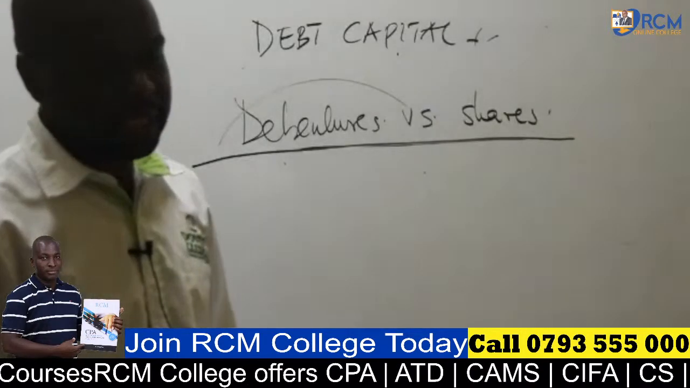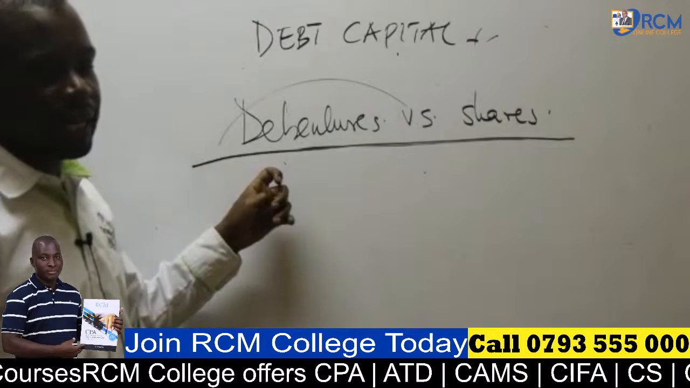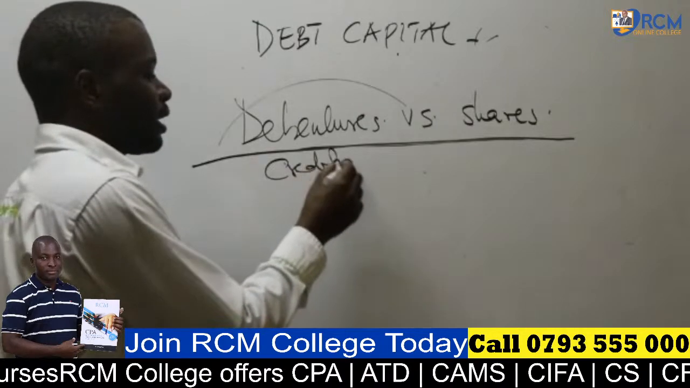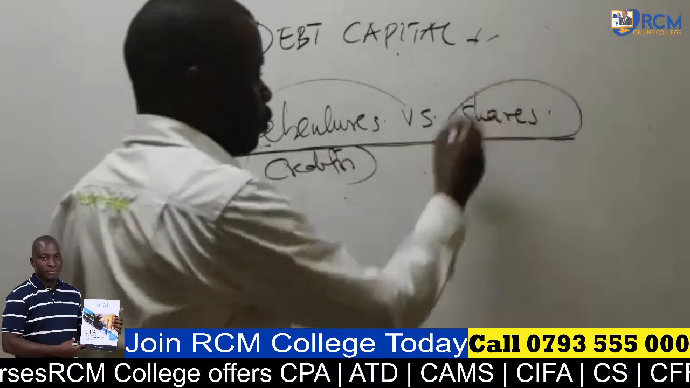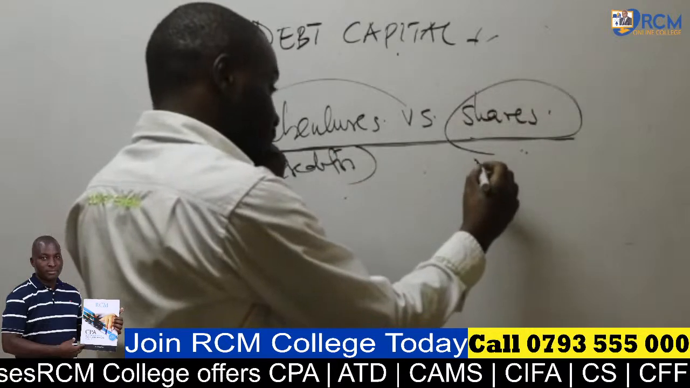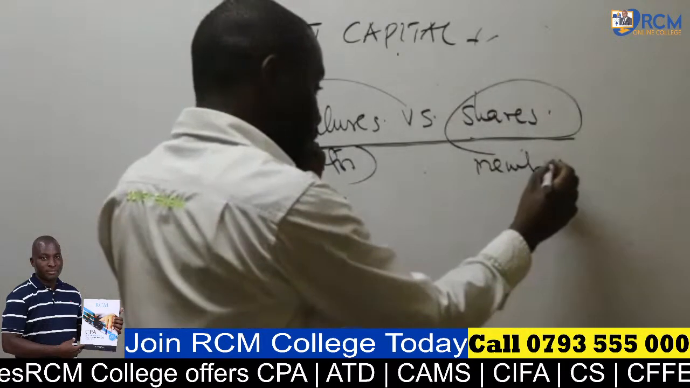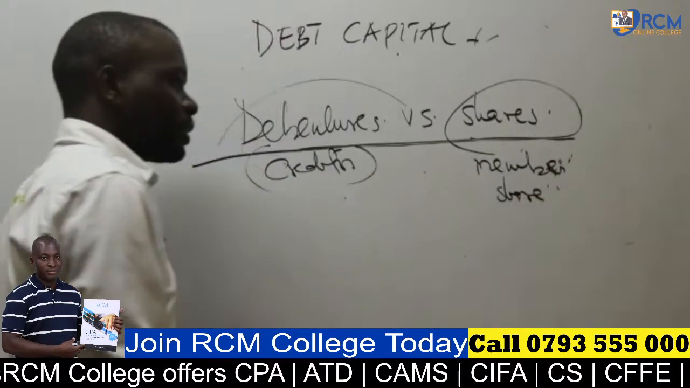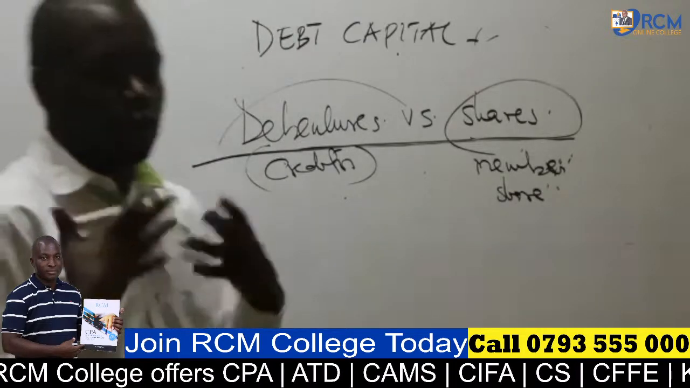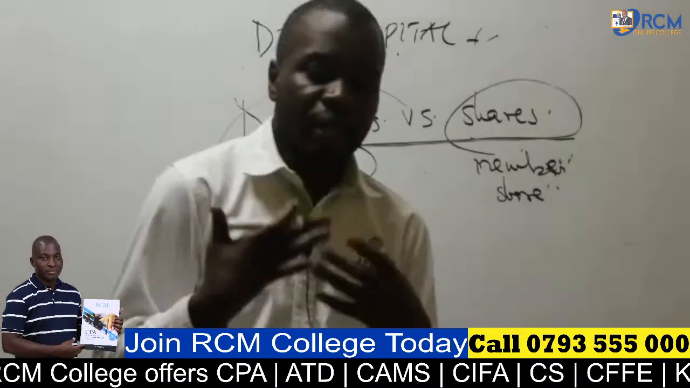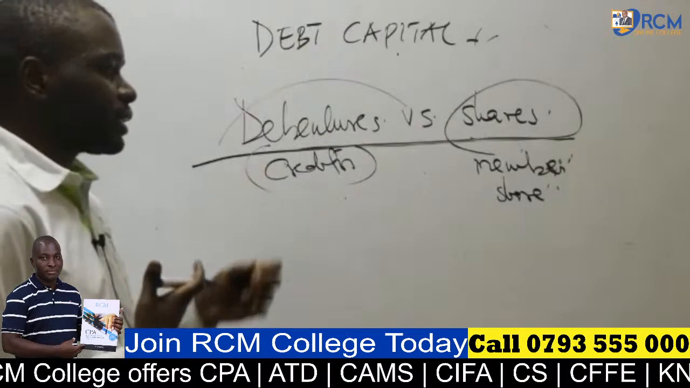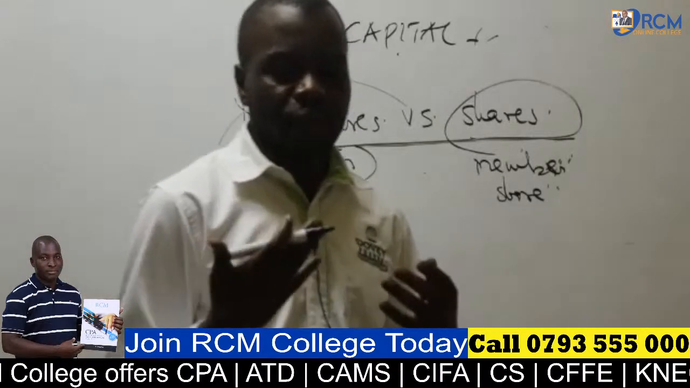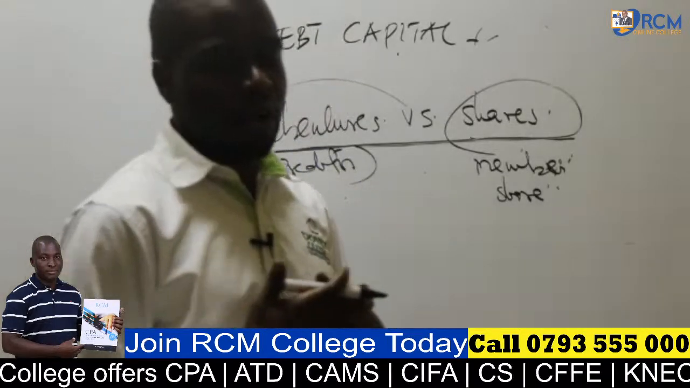That is very brilliant. The holder of debentures is a lender to the company, or you can say a creditor to the company. But the one who has acquired shares is a member of the company, a shareholder, a part owner of the company. You can simply say the holder of shares is the owner of the company. But the one who has acquired debentures has lent the company money, and therefore is a creditor of the company.